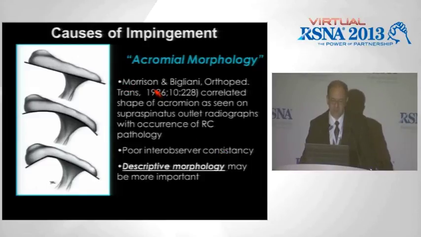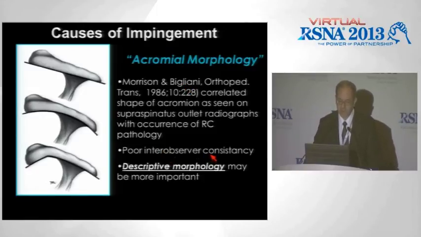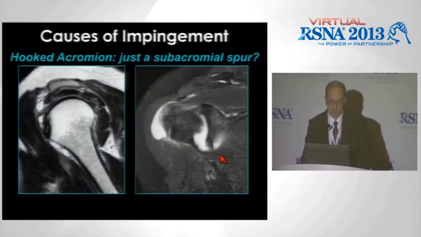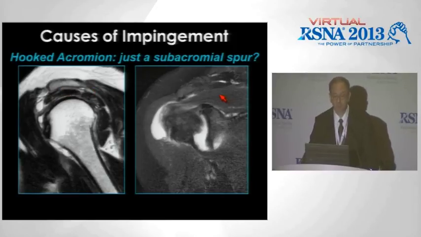This is not me, but a transcript from Morrison and Bigliani proposed this as a source for impingement. But there's poor interobserver agreement, and the hooked acromion, if you look in the literature, is often related to the acromioclavicular joint medially or a subacromial spur laterally, hence leading to the poor interobserver agreement. So the question is, does this really exist at all, or is it just a manifestation of a subacromial spur? So we tend to ignore the undersurface of the acromion these days, although some people still describe the morphology.